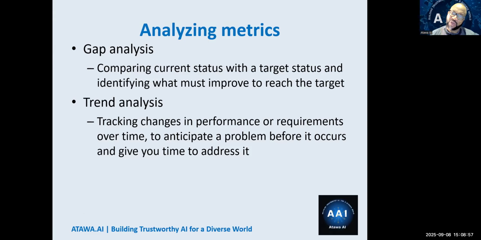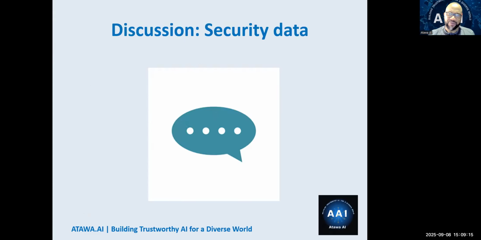And then this one, trend analysis, is basically looking at what's happening over a period of time, and that should help me to anticipate if there's going to be a problem before it occurs, so I can have enough time to address it. We use this even like looking at threats. What's the trend in the industry, so I can try and fix it, right?